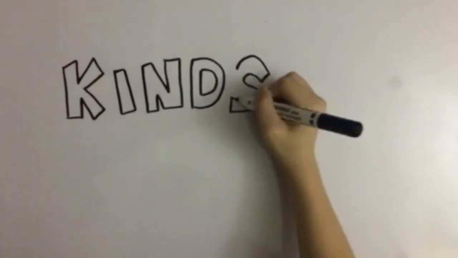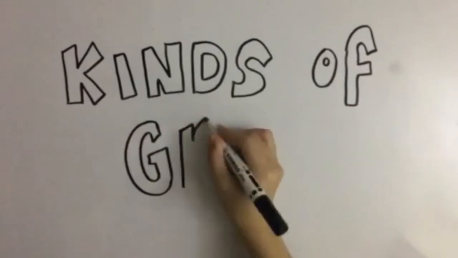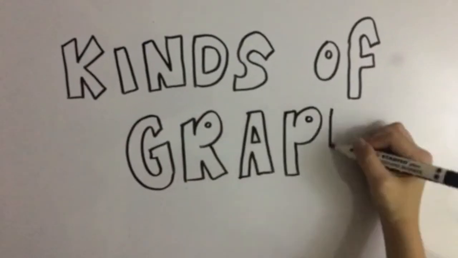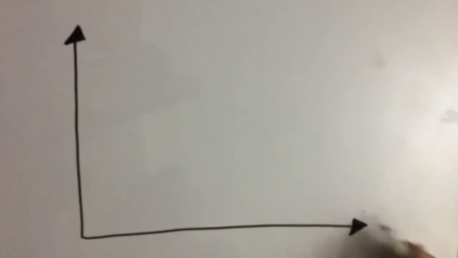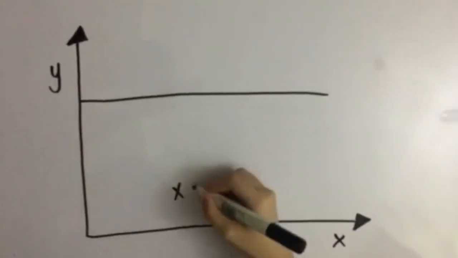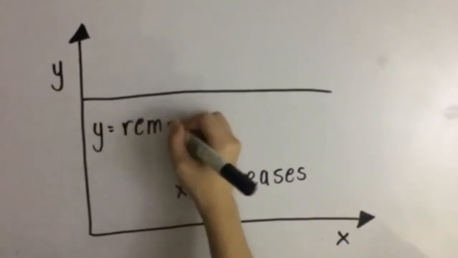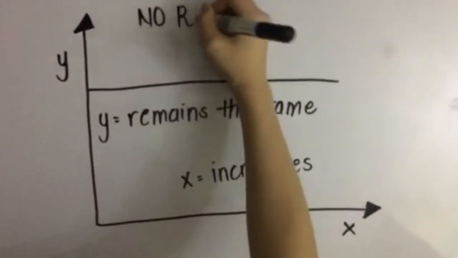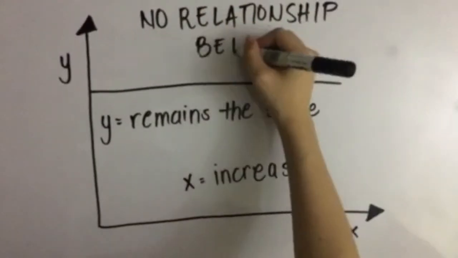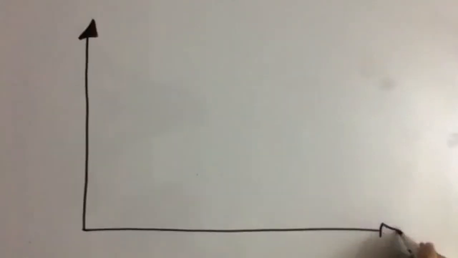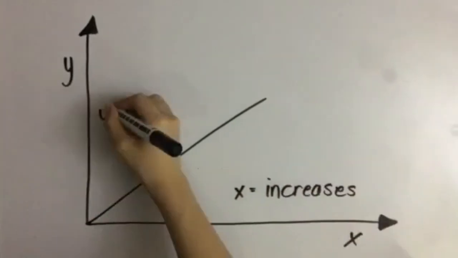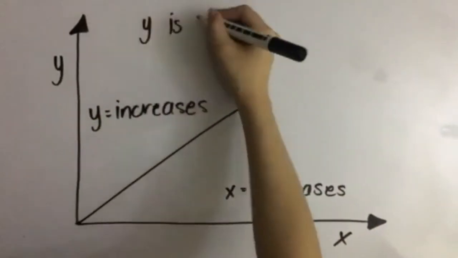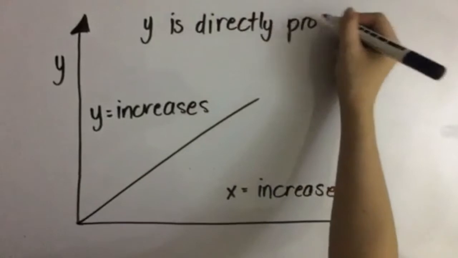Let's now talk about the kinds of graph. Our first kind of graph: as x increases, y remains the same. No relationship between the variables. Our second kind of graph: as x increases, y increases proportionally. Y is directly proportional to x.